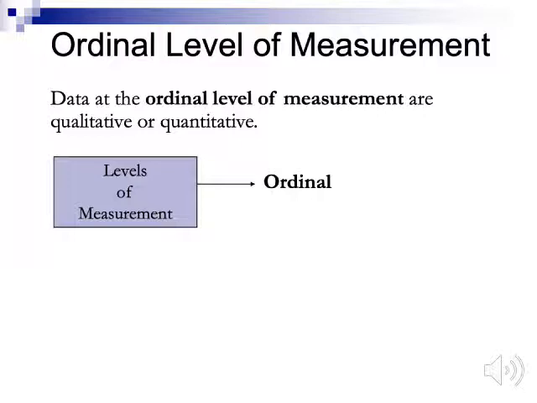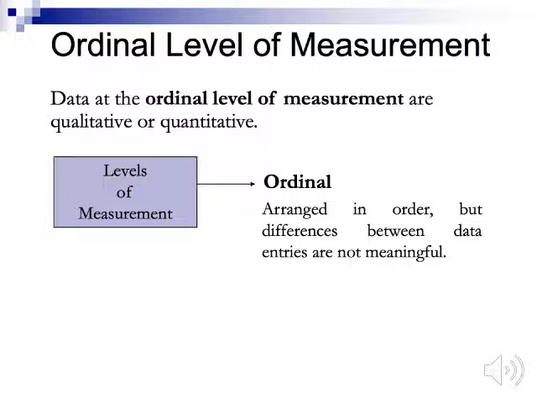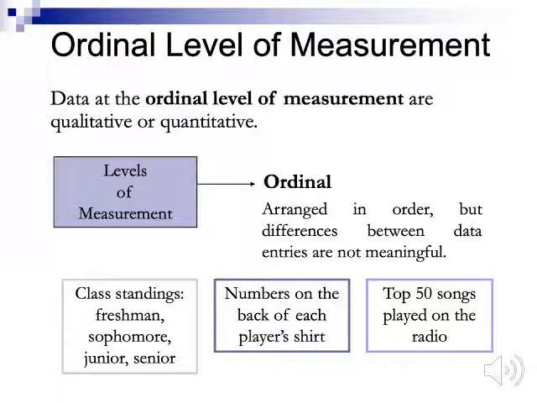Ordinal is arranged in order. It still has the characteristic of the nominal, but it is arranged in order. But the differences between data is not meaningful at all. Like for example, the class standings, freshman, sophomore, junior, senior. You cannot subtract senior minus freshman equals sophomore like that. You cannot subtract, but it is arranged in order. So there is still characteristic of the nominal here.